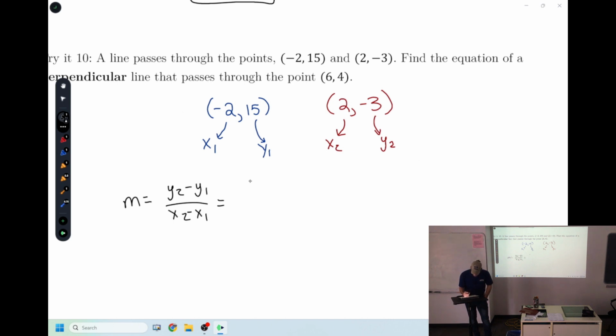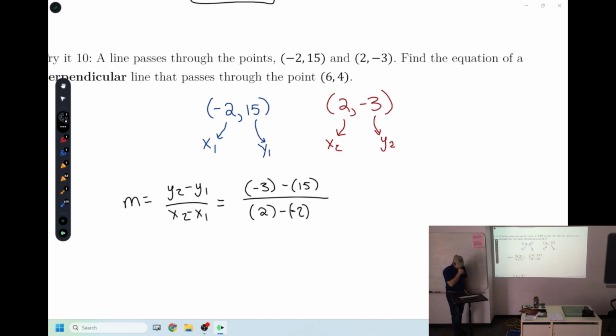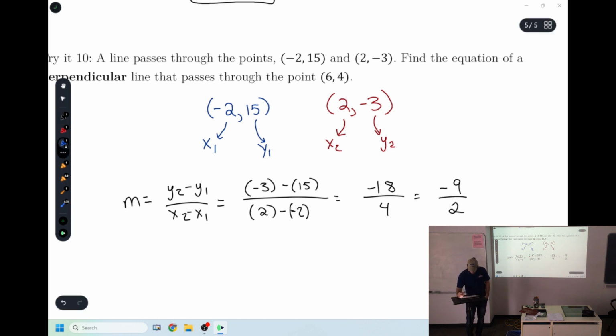All right, and then I'm going to put parentheses around this just for fun. Negative 3 minus 15, over 2 minus negative 2, and I super parenthesized it just to be cool and safe. Negative 18 over 4, which if we reduce that a little bit would be negative 9 over 2 is our slope, labeled just for niceness. Okay?